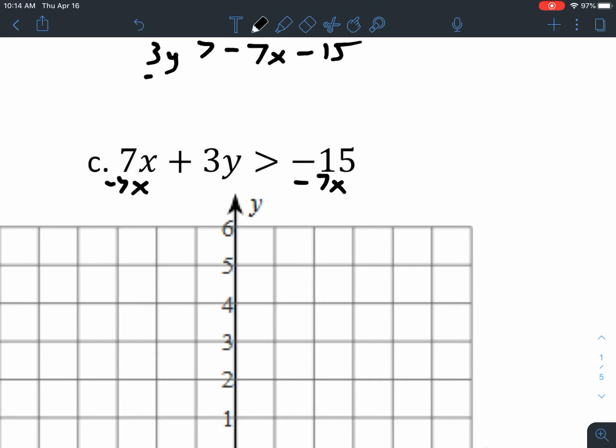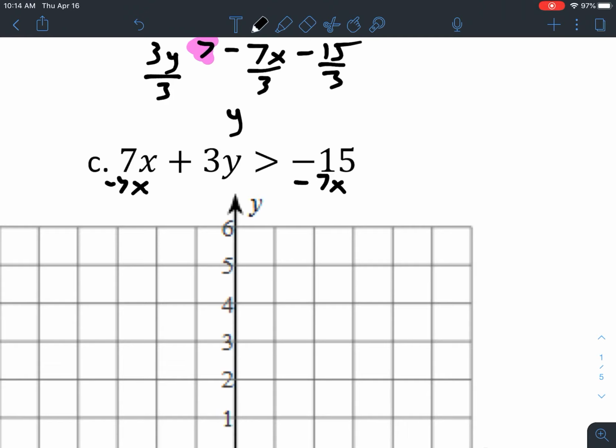We have to divide on each one of these by 3 because we want to get y by itself. So we're going to divide 3 on each side. And because it's divided by a positive number, our symbol here does not change. If this was a negative 3 and we divide, then our symbol changes and flips the other side.